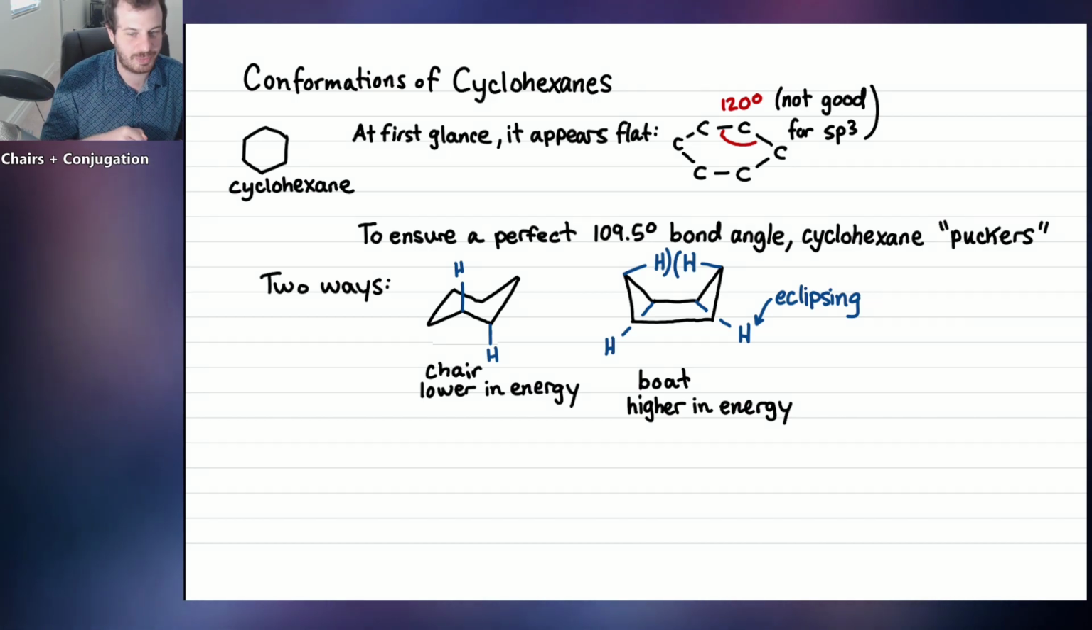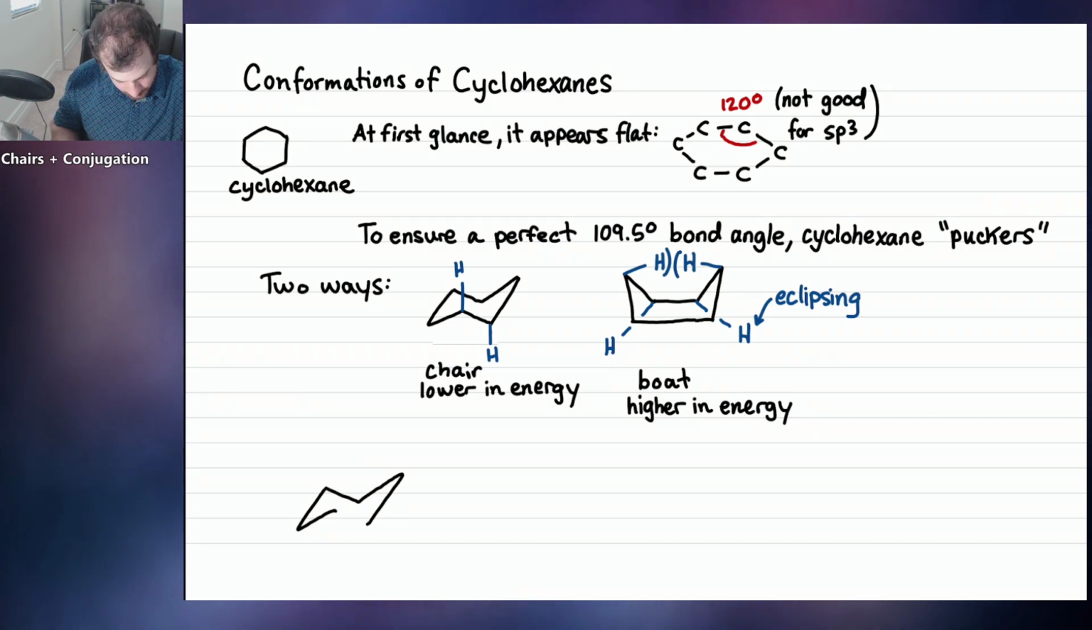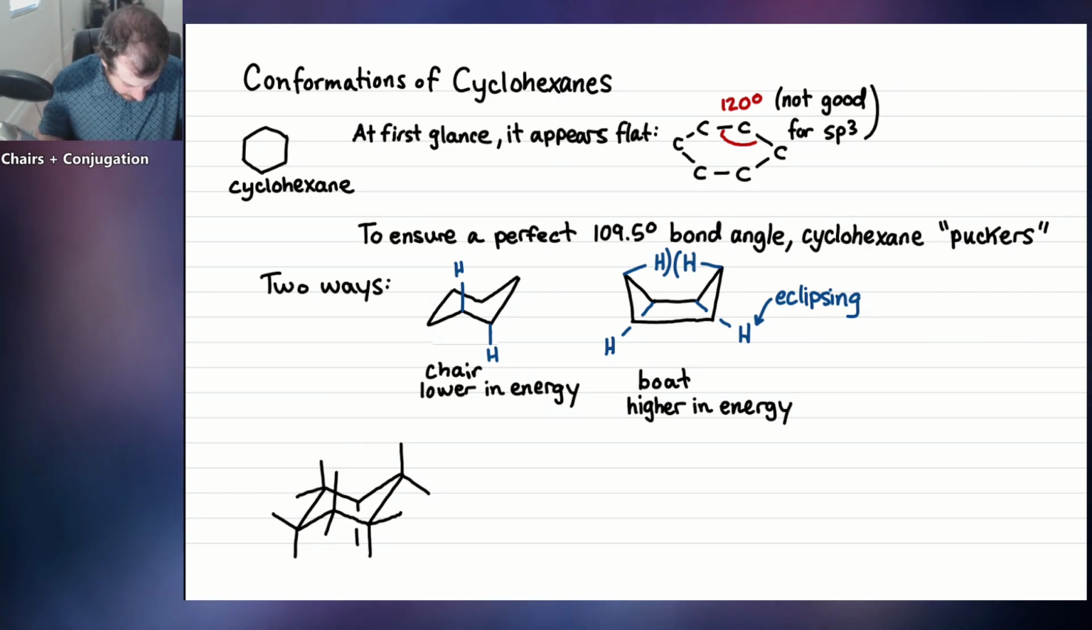But it's not that simple. It turns out that the chair form can undergo a rapid equilibrium called a ring flip. So let's just take a look. I'm going to redraw the chair, and I'm actually going to draw in all the hydrogens this time. Okay, there's my chair, and I'm going to draw in all the hydrogens on the chair. Each carbon on the cyclohexane is going to have a total of 2 hydrogens attached. Just kind of like this. Now I'll draw in the hydrogens.